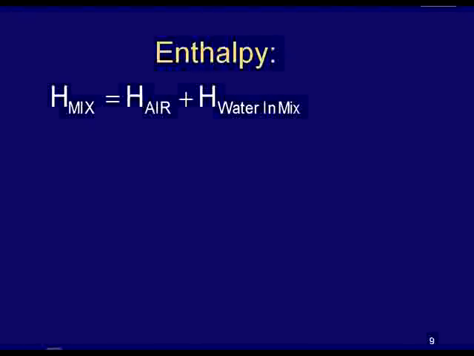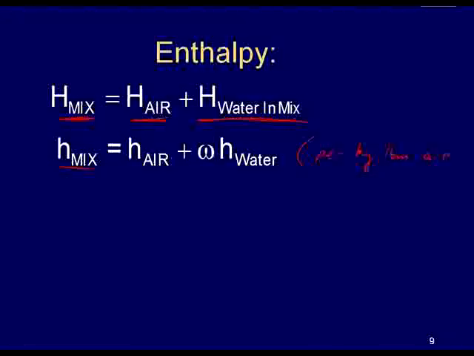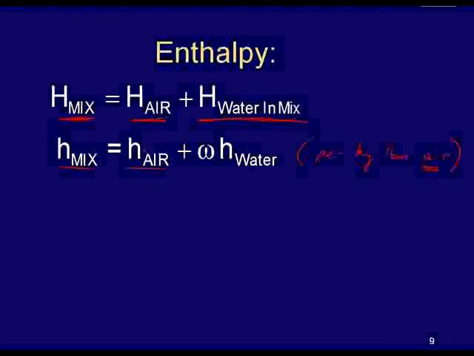Now to calculate the enthalpy, we'll take H of the mixture, that's the air-water mixture, is equal to the enthalpy of the air in the mixture plus the enthalpy of the water in the mixture. Now the H of the mixture per kilogram or pound mass of air is the air's enthalpy plus omega, which is the mass of water per mass of air, times the enthalpy of the water at the given condition.